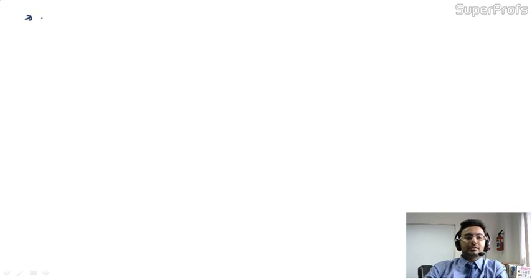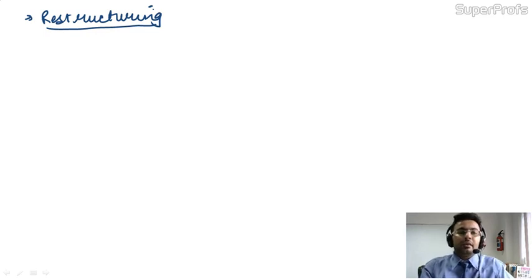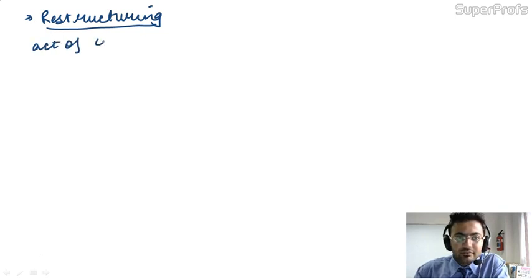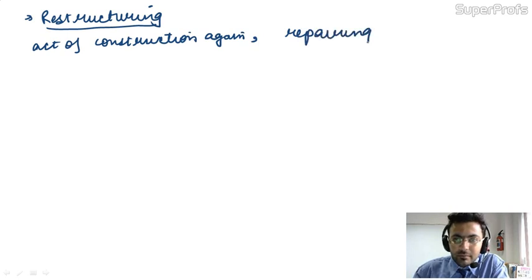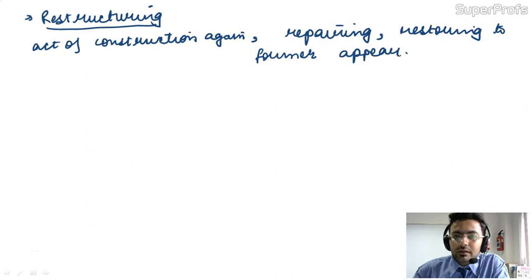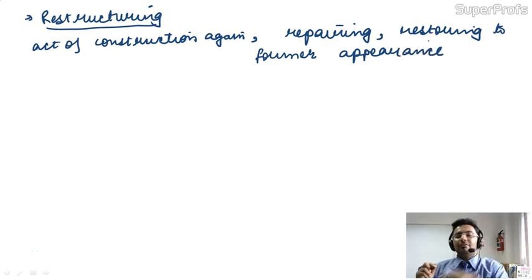So, the next point is restructuring. So, what is basically restructuring? Again, what you are going to write in the examination: restructuring is basically the act of construction again. Act of construction, which is to be done again. Repairing. Restoring to former appearance. Just like in your phone, you have an option for restore to default, right? That is what we call restructuring also.